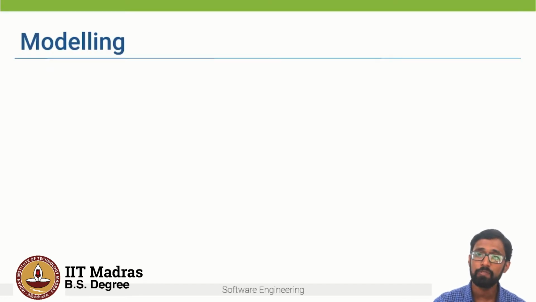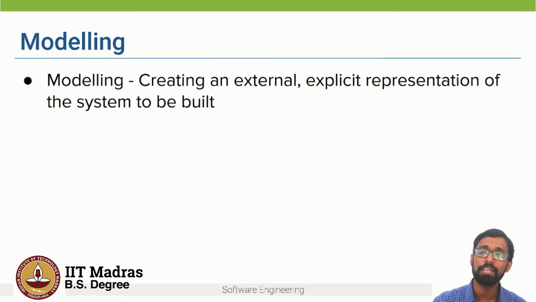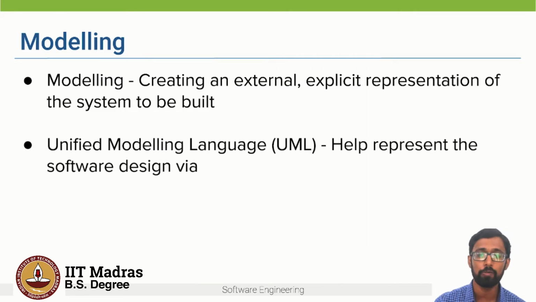In the previous video, we looked at the various aspects of object-oriented design. And now in this video, we will look at how we can represent these aspects of a design. And this is known as software modeling. So software modeling is a way of creating an external, explicit representation of the system which you want to build. And in this video, we will be looking at Unified Modeling Language or UML diagrams.